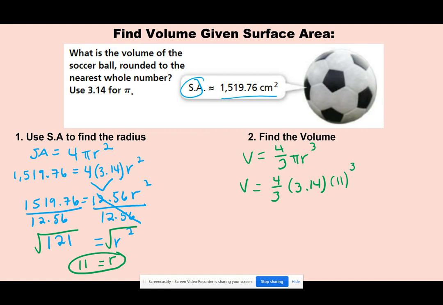So if I do 11 to the third power, that's 11 times 11 times 11. Let's see what that is. 11 to the third power is 13... Ooh, sorry about that.